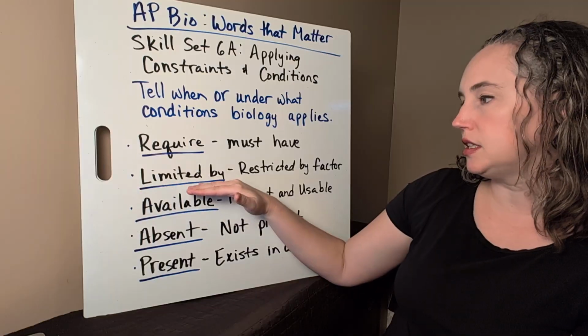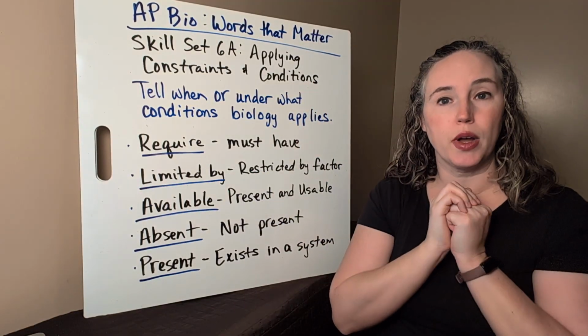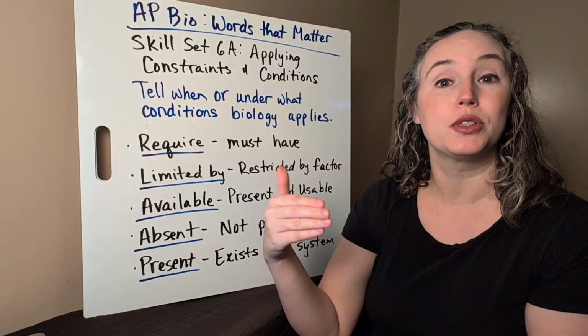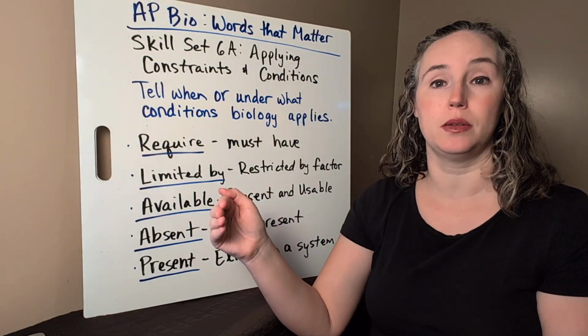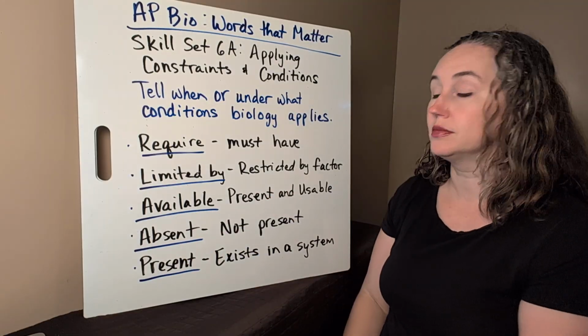Next is limited by. That means restricted or restrained by. So, for instance, the rate of photosynthesis is limited by the amount of carbon dioxide that's available.